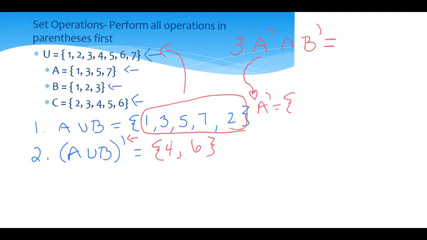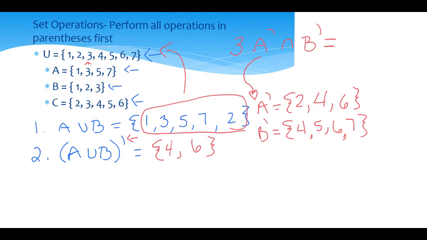And the complement of A, if I look up to the universal set, would be 2, 4, and 6. So it's everything that's in the universal set that's not in A. And then the complement of B is, let's see, 1, 2, and 3 is in B. So the complement would be 4, 5, 6, and 7.